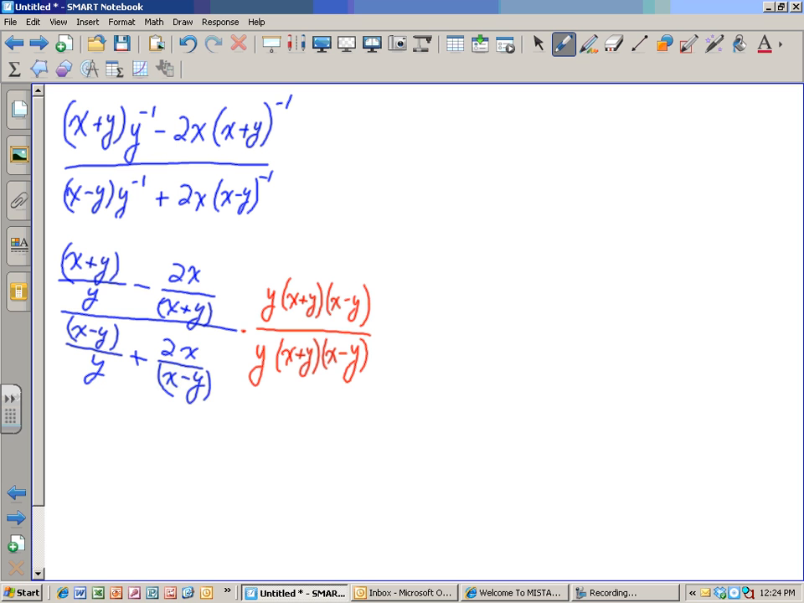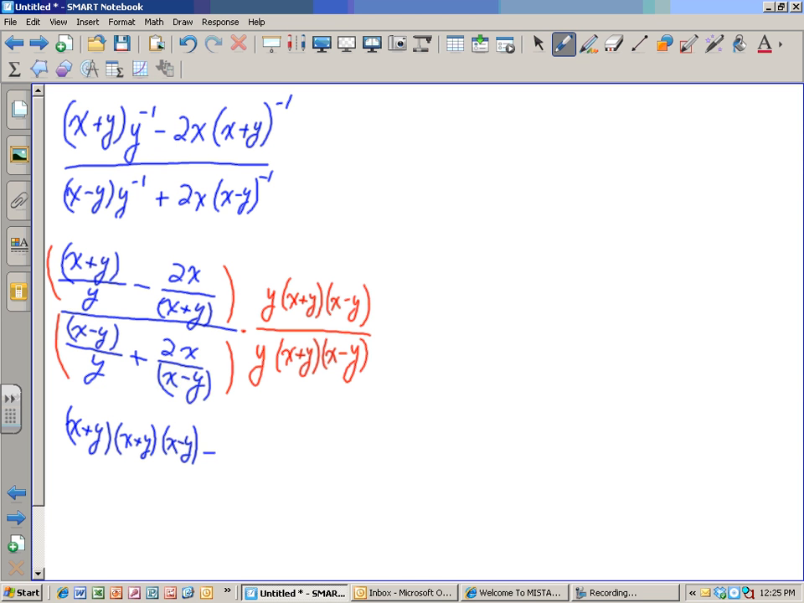Right? Follow me so far? Okay. I'm really multiplying by 1, so I'm not changing the value, but it's going to change the look of it. All right, and I'll put parentheses around here because I want to make sure that I distribute. When I multiply this first term by this, what's going to cancel out? The y's will cancel out. And I'm left with x plus y times the x plus y times the x minus y. Right? Because only the y's cancel out.